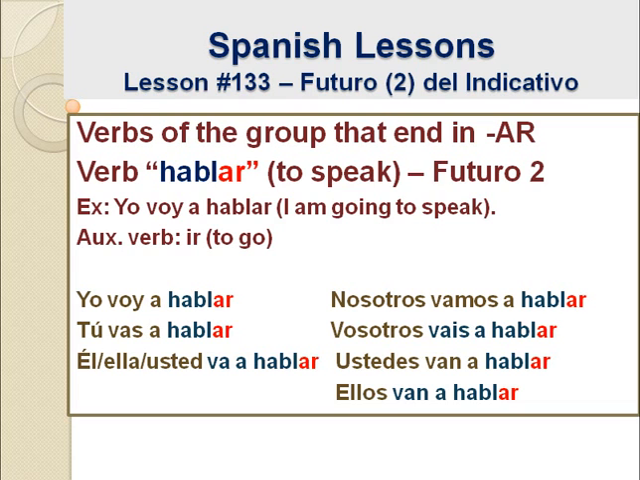Vosotros and ustedes are synonyms, but vosotros is the word that is used in Spain, and ustedes is a subject pronoun that is used in Latin America, right? So, although they mean the same thing, see how the conjugation is different. Vosotros vais a hablar and ustedes van a hablar. Ustedes always conjugates the same as ellos.